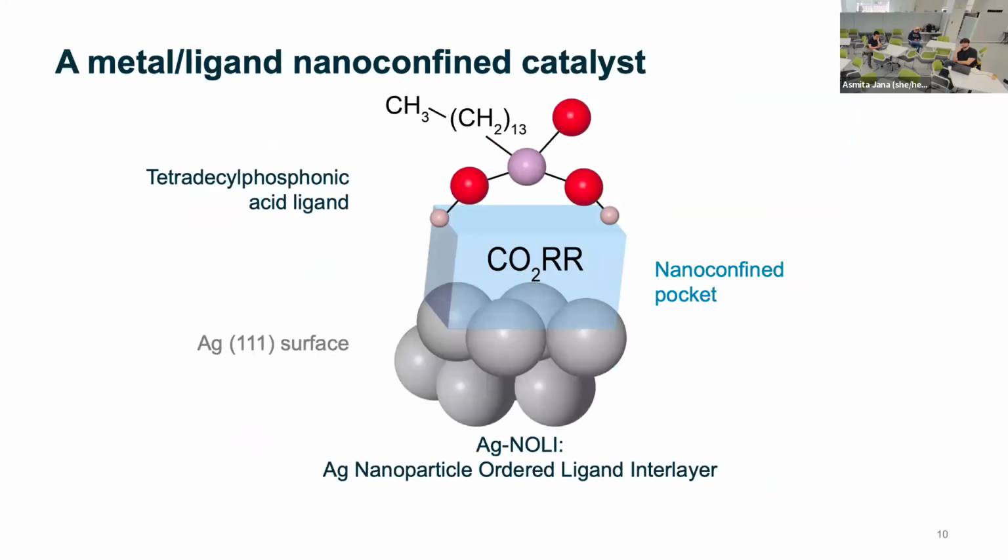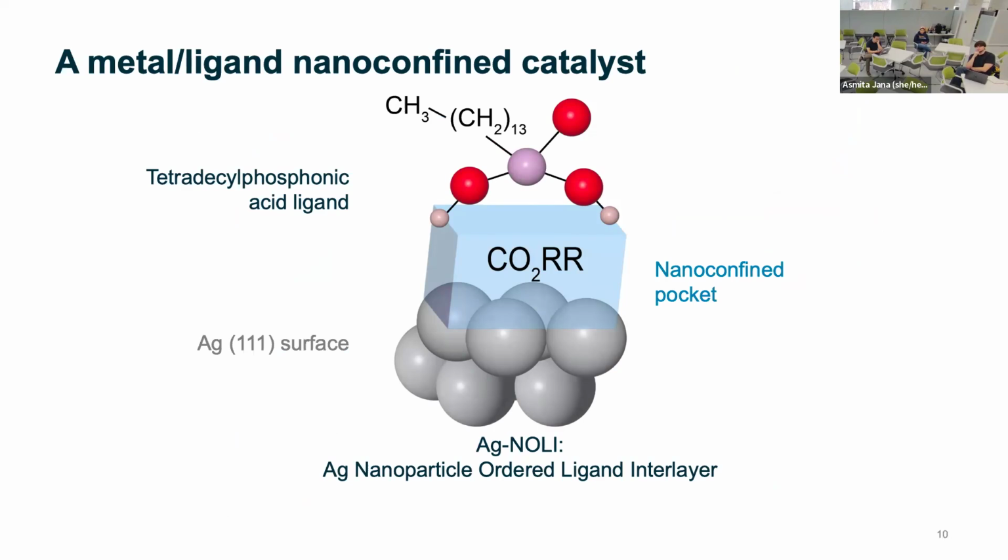So for example, the system that I'm going to be talking about is a metal ligand confined system. So I have metal at the bottom, so this is silver 111, for example. And then I have a tetradecyl phosphonic acid on the top.